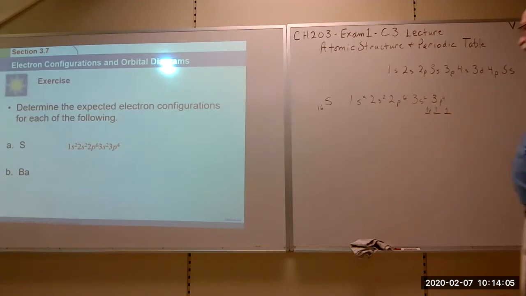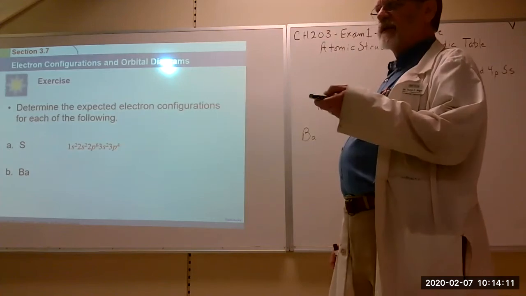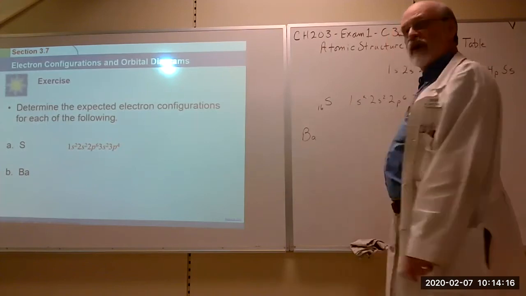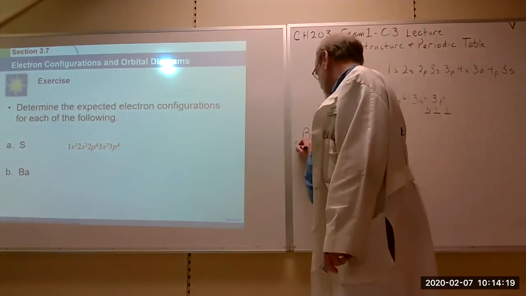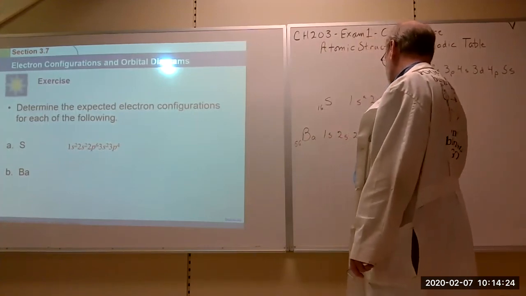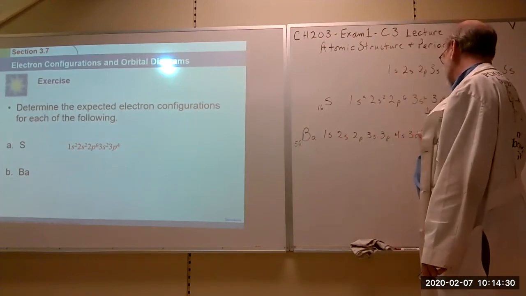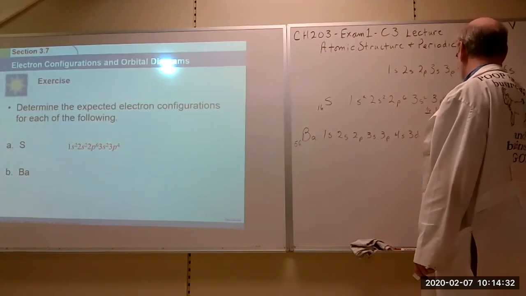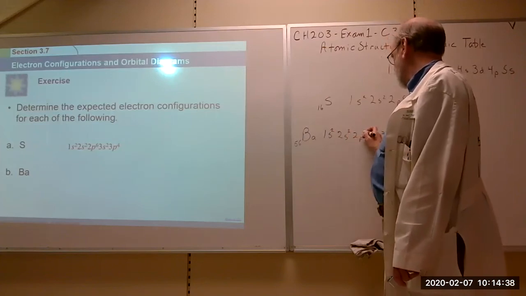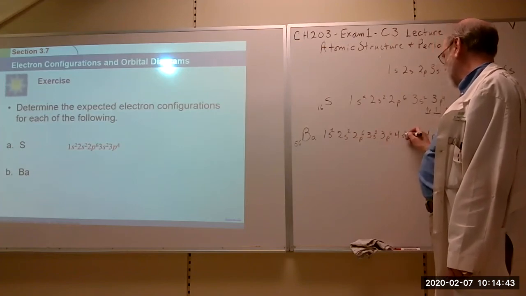Okay? Barium. Barium is a big one. Where's barium? It's right down here, 56. That's a lot of electrons to put in there. We're going to do it the hard way first. 56. So we've got 1s, 2s, 2p, 3s, 3p, 4s, 3d, 4p, 5s. Let's see if we need all of them. 2, 4, 10, 12, 18, 20.